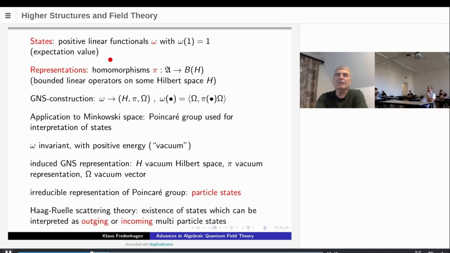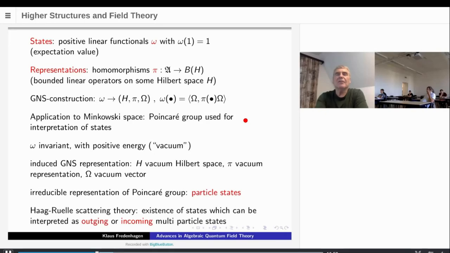Then, as I already mentioned, you can represent C-star algebras in Hilbert spaces. Such a Hilbert space representation is a homomorphism of the algebra into the algebra of bounded operators on some Hilbert space. For each such state, you can construct a Hilbert space, a representation, and a distinguished unit vector, the so-called GNS construction after Gelfand, Neimark, and Segal, such that the expectation value in the algebraic sense of states is the same as the expectation value in the Hilbert space sense. If you use this formula, you can reconstruct this Hilbert space and the representation immediately. This is quite simple to do, but nevertheless very important.